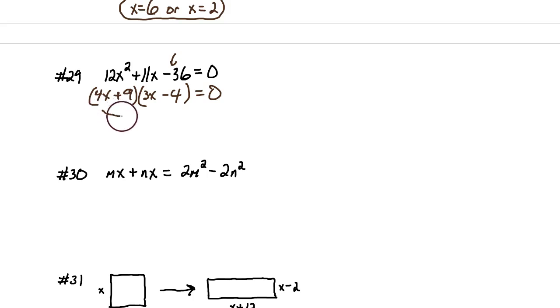Our outer product is negative 16x. Our inner product is positive 27x. These add together to 11x. Hey, that's what we wanted. That was an excellent guess using the 9 and the 4. Now take each of those factors and set them equal to 0.